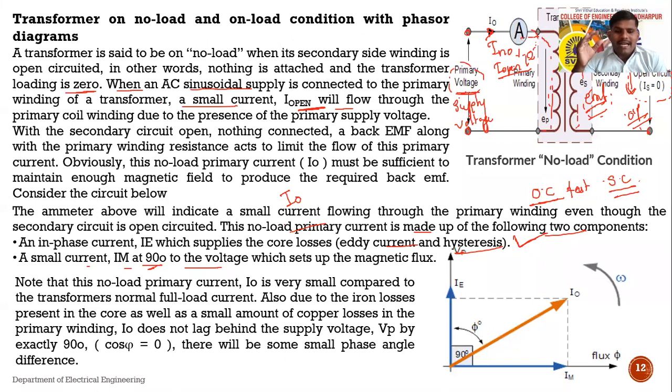The first one is the iron or core losses, and the second component is 90 degrees out of phase from the supply voltage. This is required for the small amount of copper losses that should be present in the primary winding. I am not talking about the secondary winding. When current flows through a winding, the winding has some resistance.